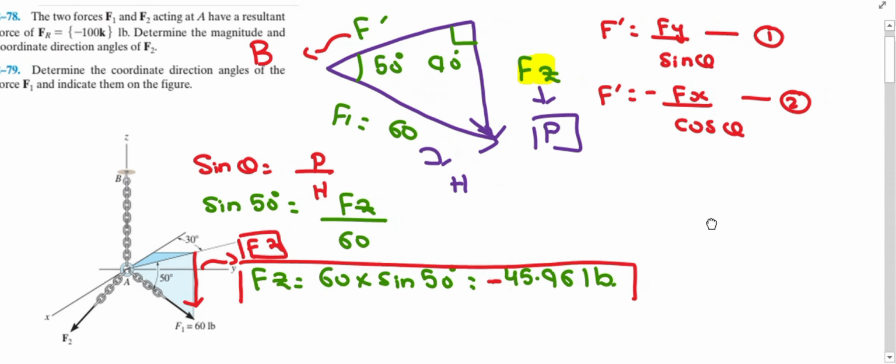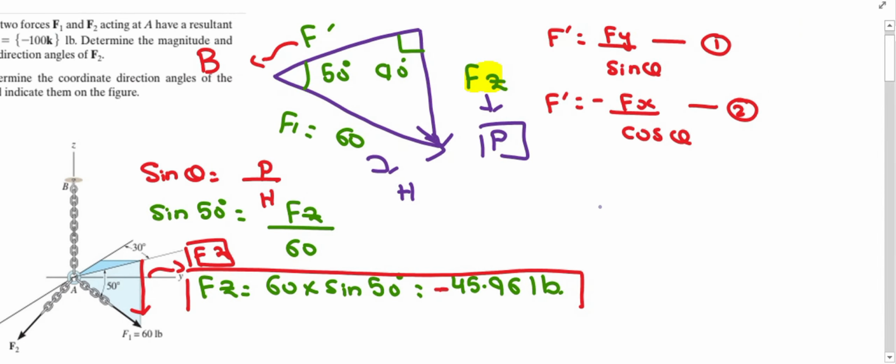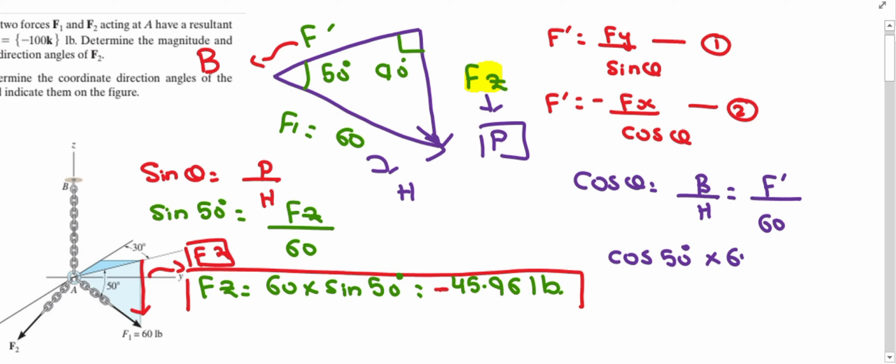Similarly, apply the cos theta function here. So cos theta is equal to base upon hypotenuse. The base in this case is F prime, and the hypotenuse in this case is 60. So cos 50 degrees into 60 is equal to F prime.